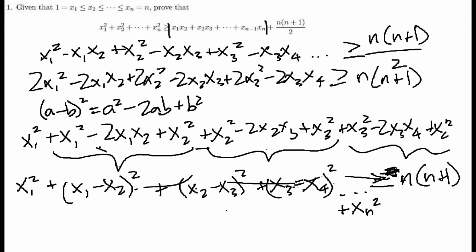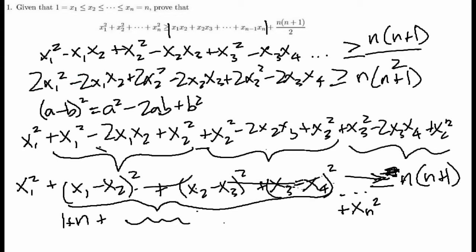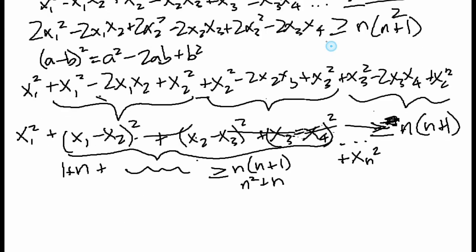And since we know that x1 is equal to 1 and xn is equal to n, you have 1 plus n squared plus this thing in the middle is greater than or equal to n plus 1, or n squared plus n. Sorry, 1 plus n squared, since I forgot it's xn squared. And then if you subtract 1 and n squared from both sides, you get that the thing in the middle is greater than or equal to n minus 1.